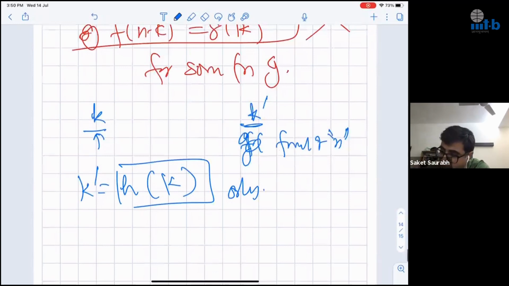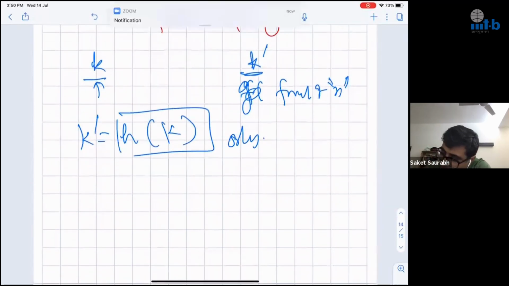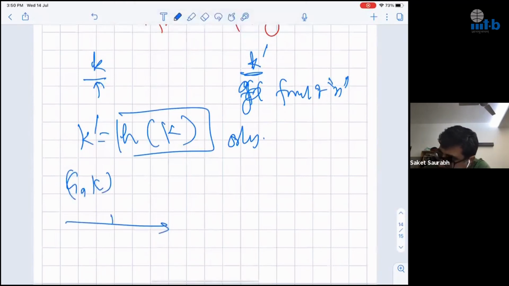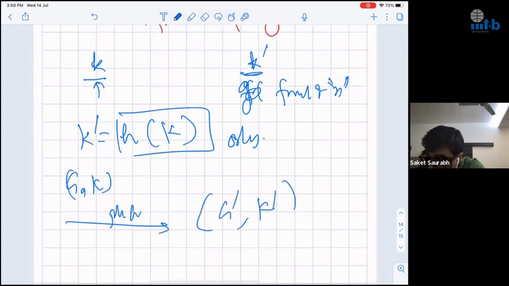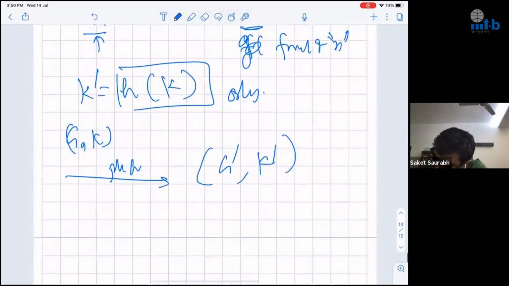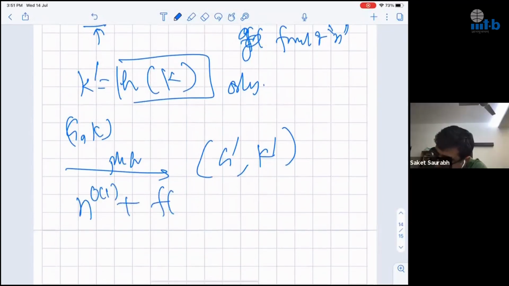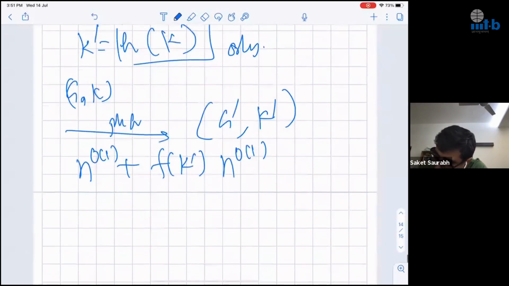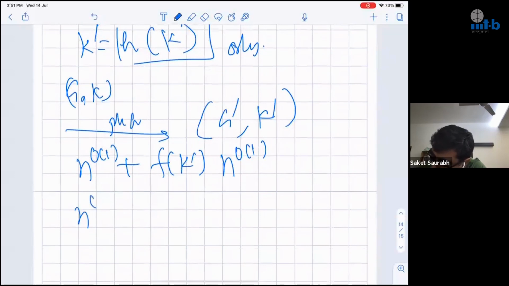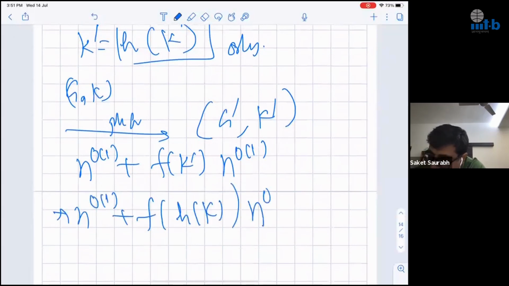Exactly. Then what happens? Now let's go back. If I had some G comma k, I took some polynomial time and gave some G prime, k prime, then this is fine because n to the power big O of 1 plus f of k prime times n to the power big O of 1 is the same as n to the power big O of 1 plus f of h of k times n to the power big O of 1. So this is still a function of k and I'm very happy. Excellent.